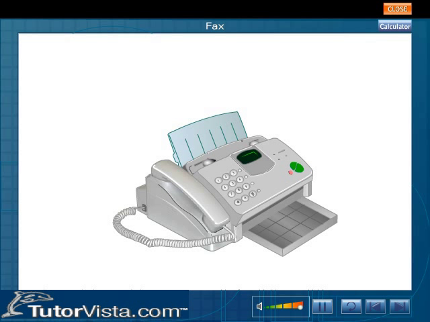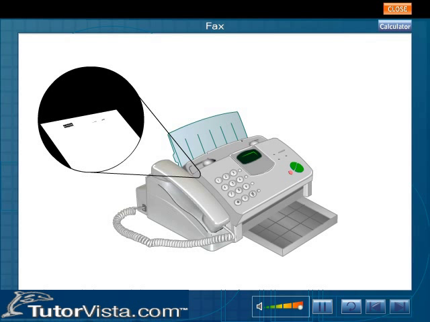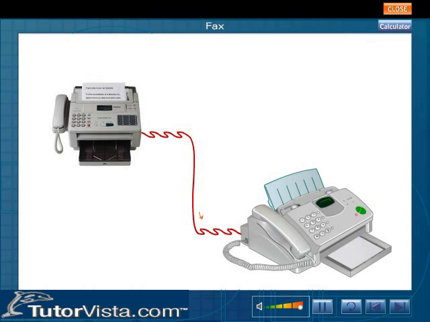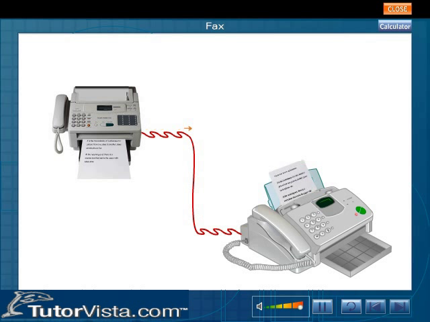At the receiving end, there is a mechanism to mark the paper with black dots. Each pixel is converted into an electrical current which is sent to the receiver. The receiving fax puts the picture elements together as it receives them until a copy of the original is made.